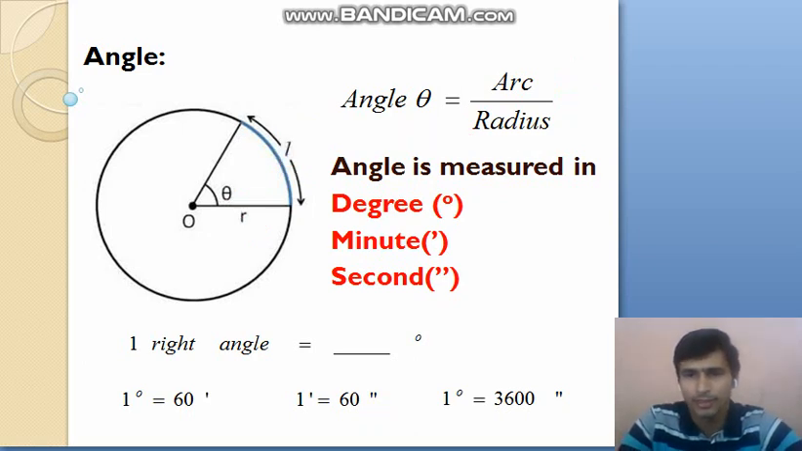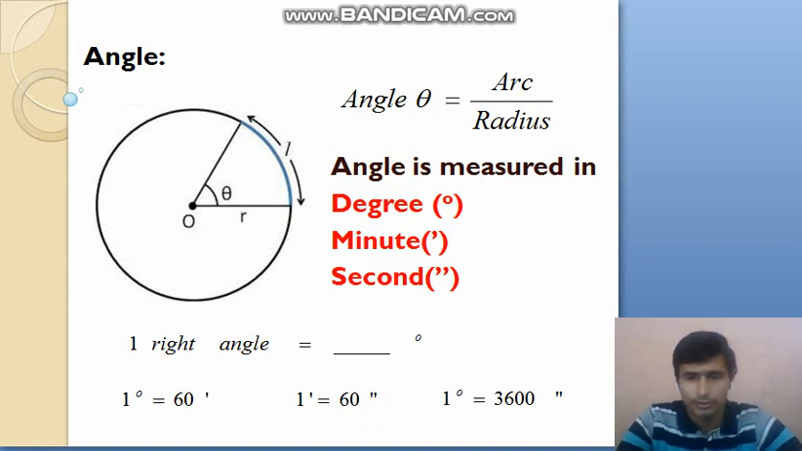Of course you know that the angle is measured in degrees. All of you know 30-degree angle, 90-degree angle, 45-degree angle. But what about an angle smaller than 1 degree? An angle smaller than 1 degree is measured in minutes, and an angle smaller than 1 minute is measured in seconds. So the angle is measured in degree, minute and second.